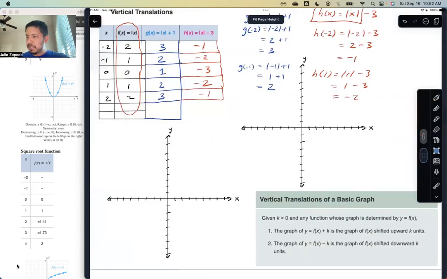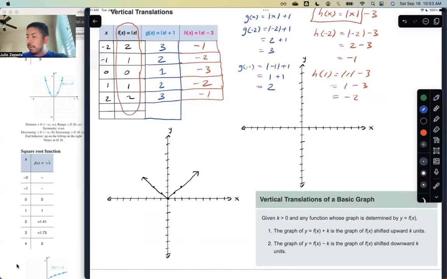Okay, so let's go ahead and plot all 3 of these functions. The absolute value function. I just thought of something, but to make this graphing a little nicer, we'll do it on the next one. Okay, so it looks something like this. That's the absolute value function that we graphed before.